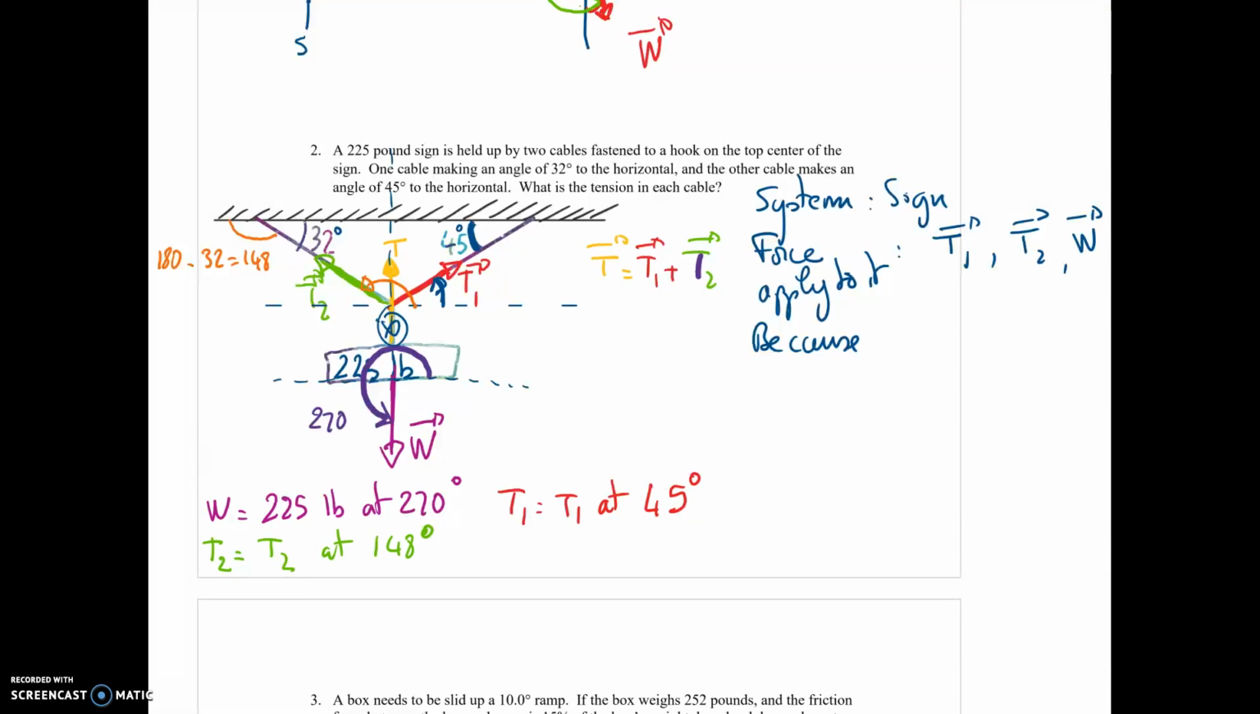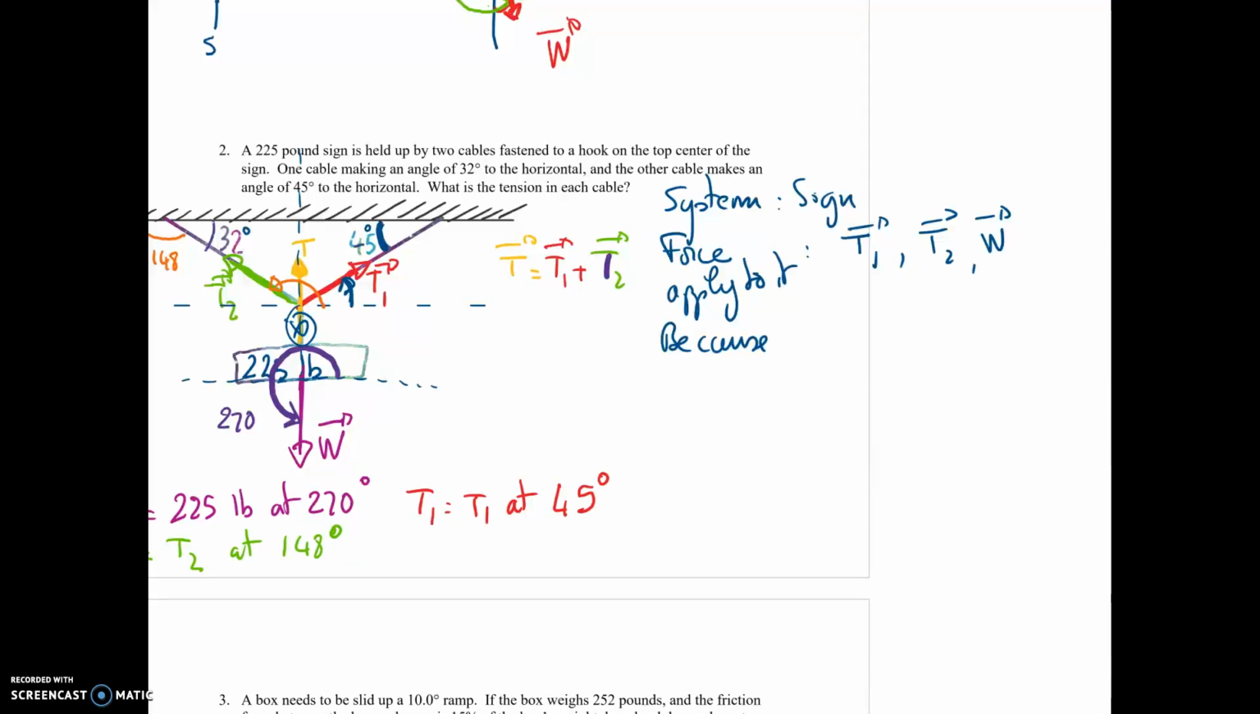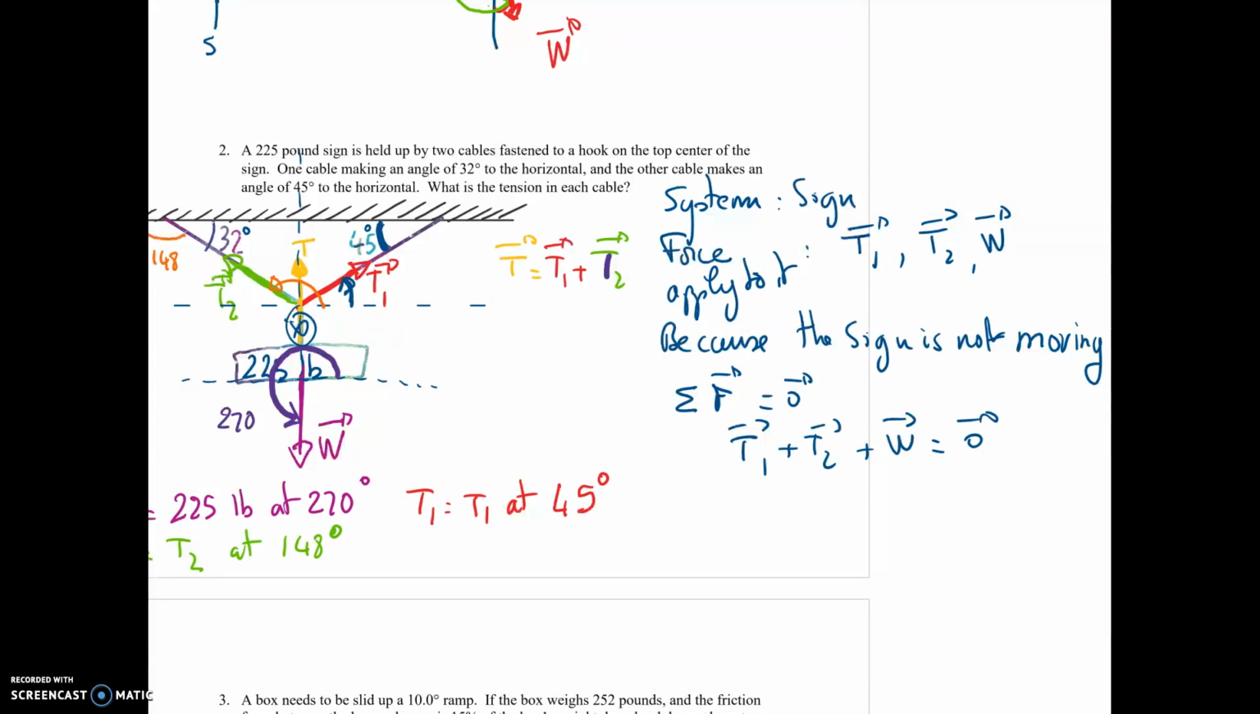All right, so once you are able to represent each tension and all the forces, what do we have? We have a sign, that's what we call the system that we are going to study. And the forces applied to this sign are basically the tension in cable 1, tension in cable 2, and the weight of your sign. Now, because the sign is not moving, the forces add up to a net force of 0. Well, basically, we're applying the first Newton law, and basically what we are saying is the sum of each force is equal to 0. So we are going to have T1 plus T2 plus the weight is equal to 0.